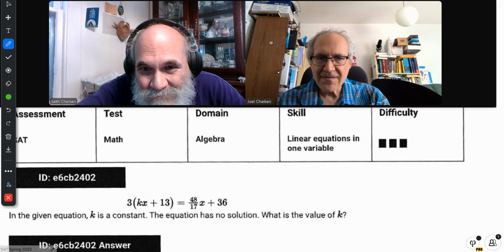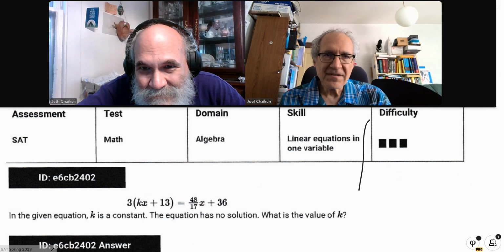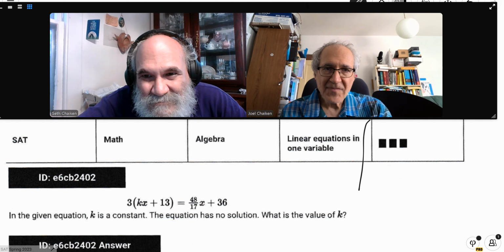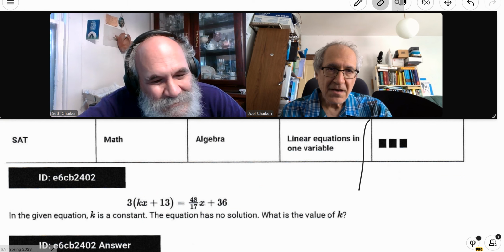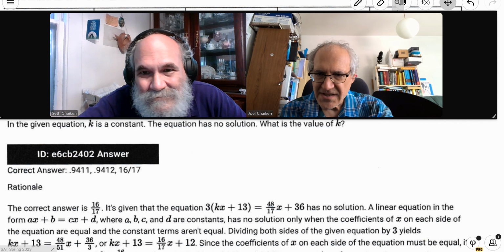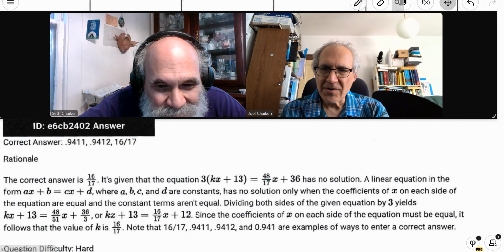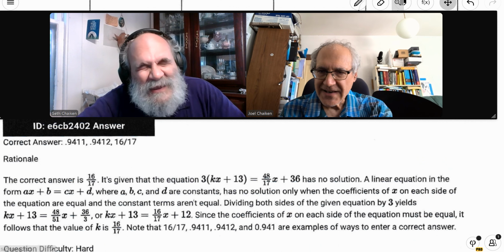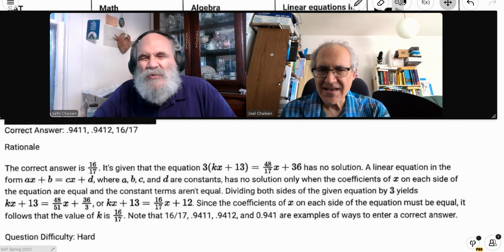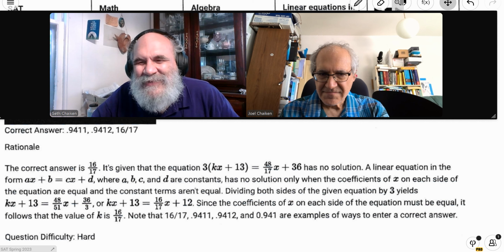We will clear all drawings. Okay, and here we go. Interesting, they're allowed a decimal answer. Wow, that's a big surprise. But anyway, 16/17, of course, if you actually used that decimal, it would have one solution, because that decimal is not exactly equal to 16/17.